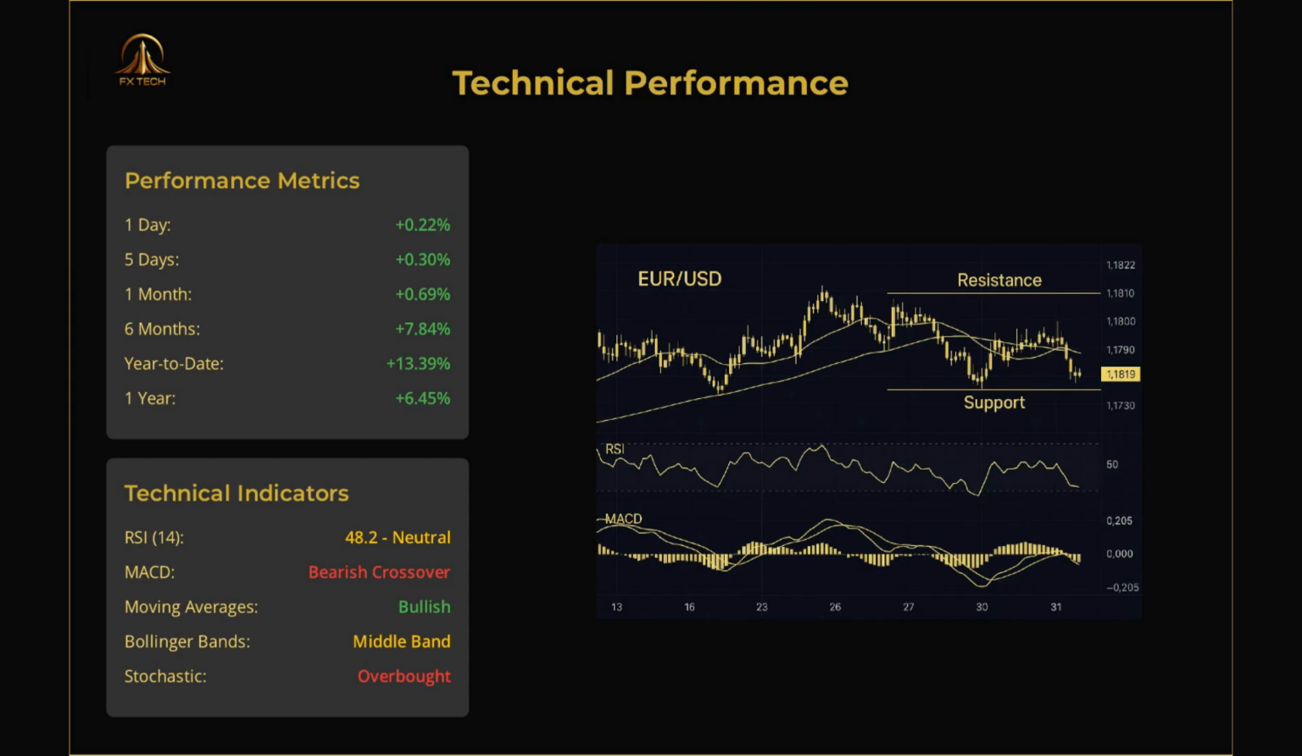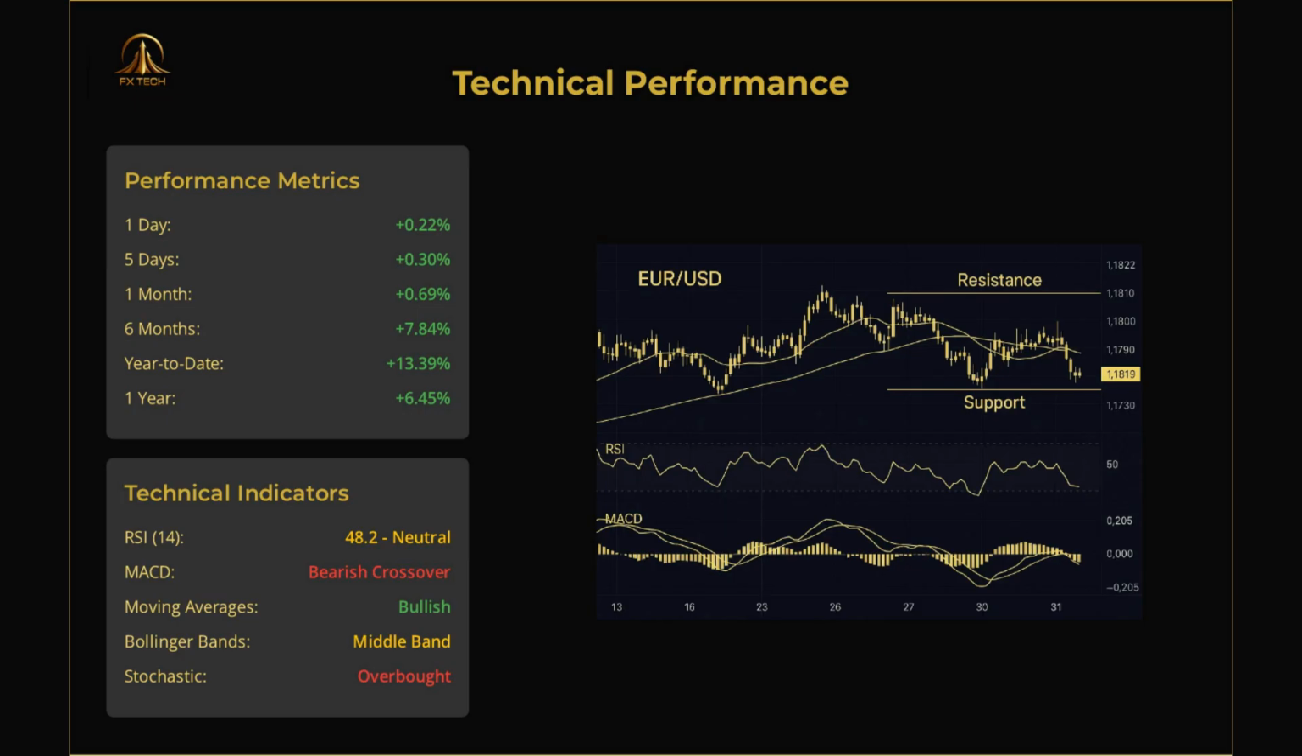Turning to the technical performance of euro to US dollar, we can see impressive gains across multiple time frames. The pair has shown positive momentum with a 0.22% gain over the past day and 0.30% over 5 days. More significantly, it's up 0.69% over the past month and a substantial 7.84% over 6 months. Year to date, EUR USD has gained an impressive 13.39%, reflecting the broader trend of dollar weakness against the euro throughout much of 2025.